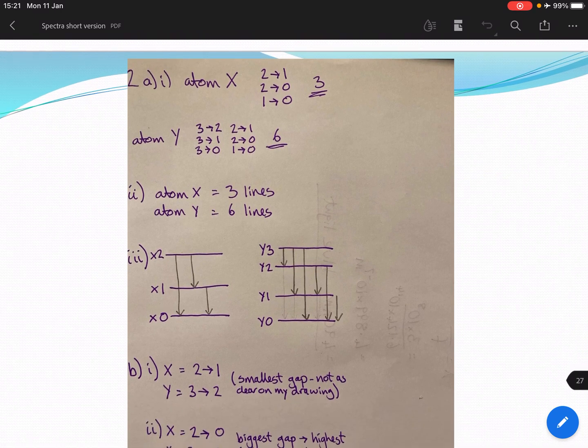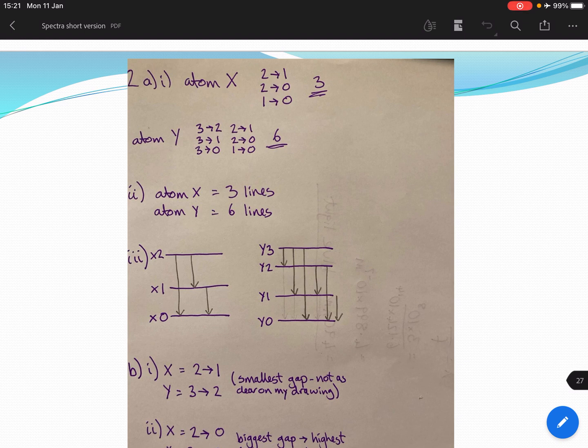So the first bit's just asking how many different possibilities there are. You've got from 2 to 1, from 2 to 0, and from 1 to 0. So that's 3 different options. And then with atom Y, it's got 3 energy levels, which gives you more options. It comes out at 6 altogether.